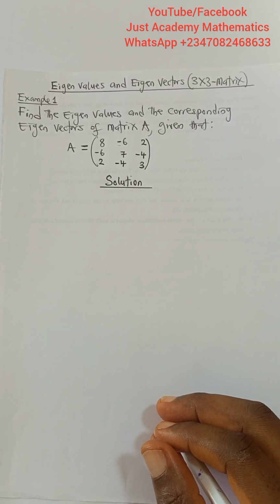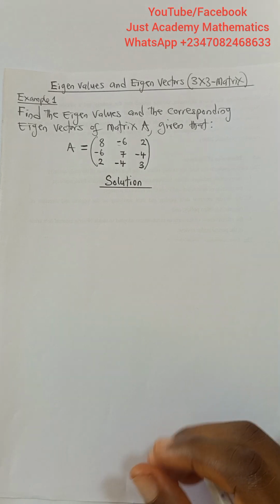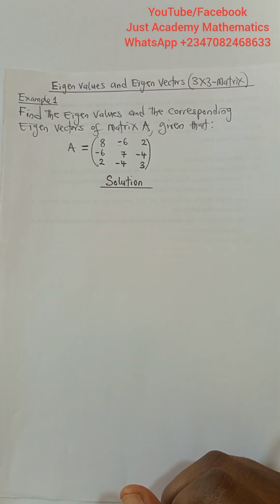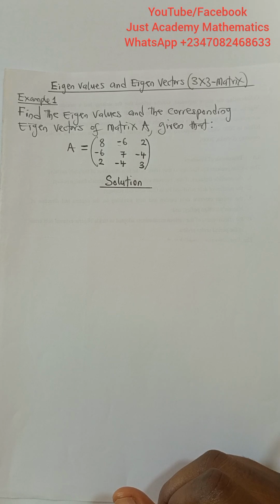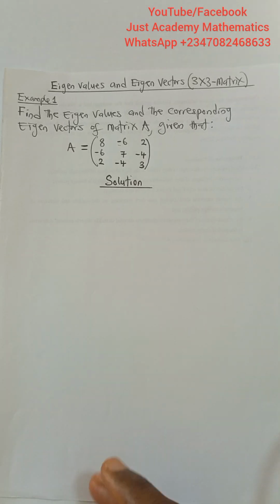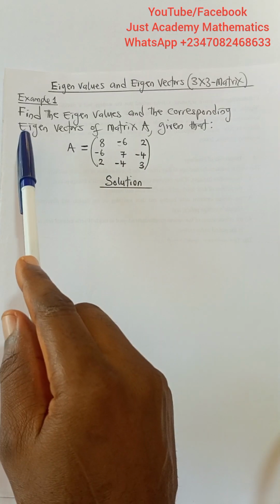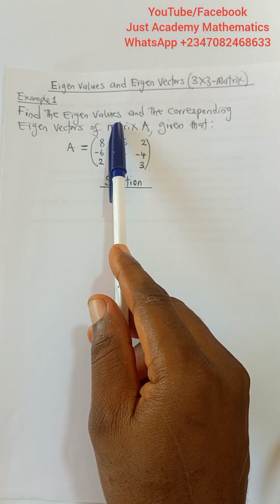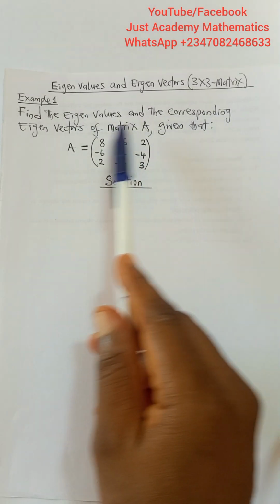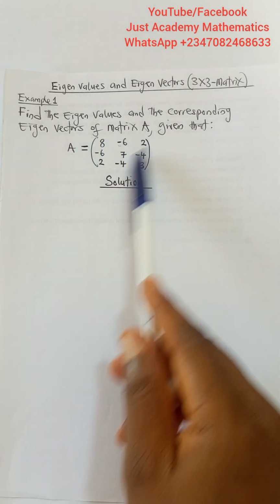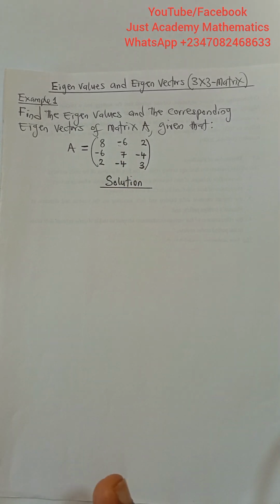If you want to learn and understand how to solve a 3 by 3 matrix eigenvector and value, then I want you to see this video to the end, because in this video I'm going to be treating that in detail. As you can see, we have a 3 by 3 matrix, and we are asked to find the eigenvalues and the corresponding eigenvector of this matrix. Just like we did in the 2 by 2 matrix, it's the same procedure.